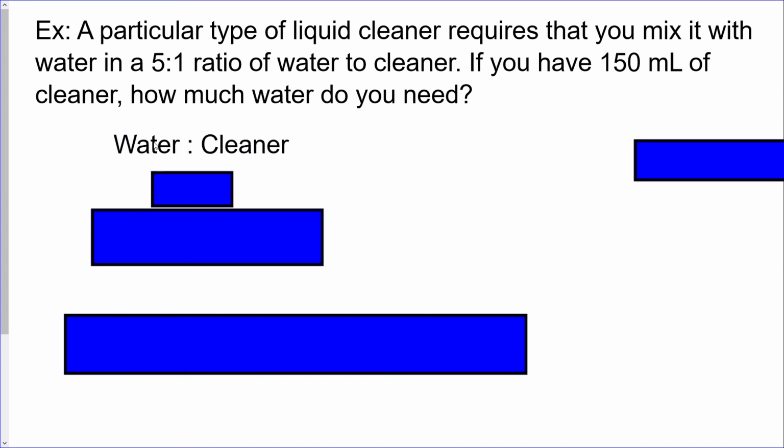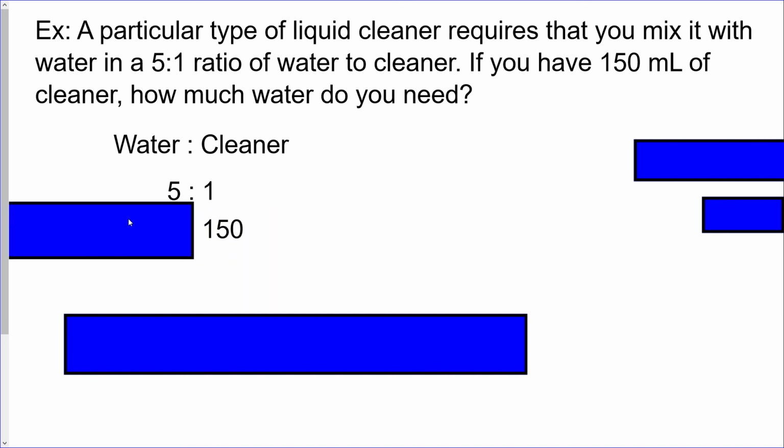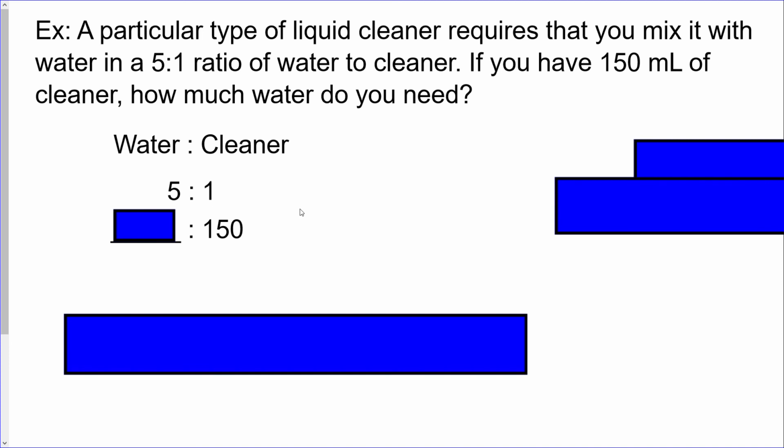Okay, so again, set up your proportion, water to cleaner. We know we have a 5-to-1 ratio, and I've arranged this one slightly differently than the last example. Doesn't really matter how you do it, as long as you know they're equal. So 5-to-1 ratio of water to cleaner. Now we know the cleaner is 150 milliliters, so we're trying to figure out what the other number is. Okay, so you would multiply 1 times 150 to get to 150. Hopefully I didn't blow anyone's mind with that one. And so you do the same thing on the other side. So 5 times 150 to get 750.